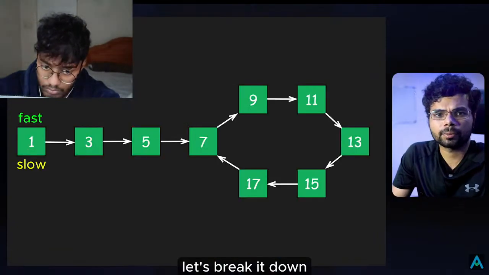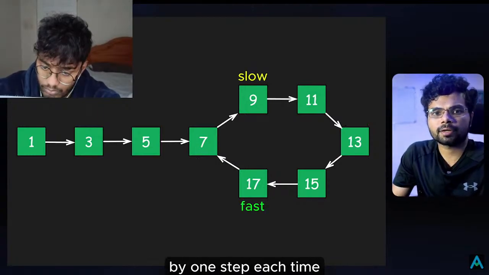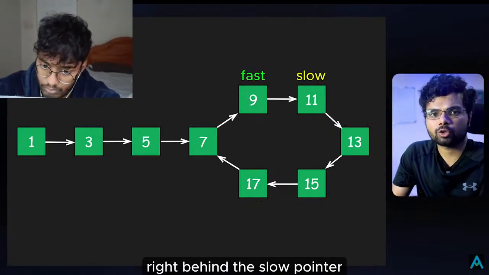But why does this work? Let's break it down. The fast pointer enters the cycle first. Once the slow pointer enters the cycle, the fast pointer is already inside the cycle. The fast pointer gets closer to the slow pointer by 1 step each time they both move within the cycle. Eventually, the fast pointer will be right behind the slow pointer, and on the next move, they will meet.